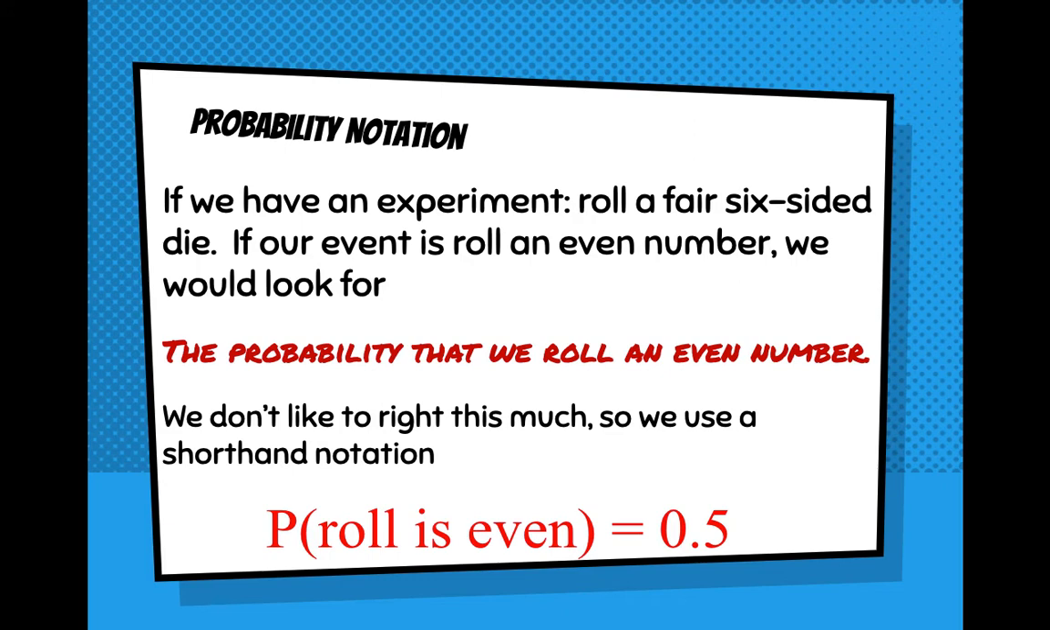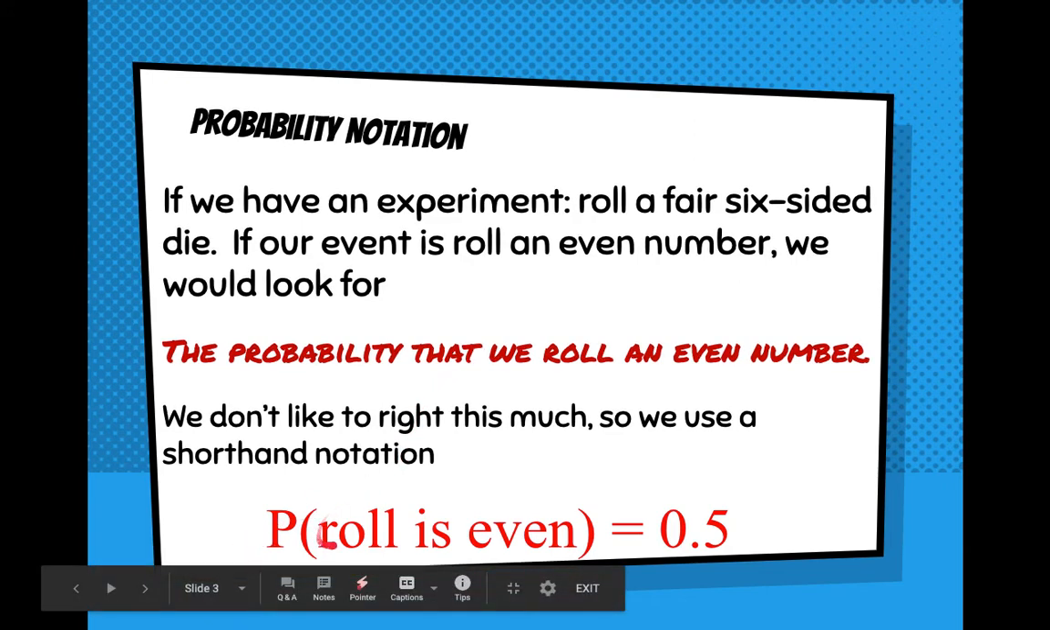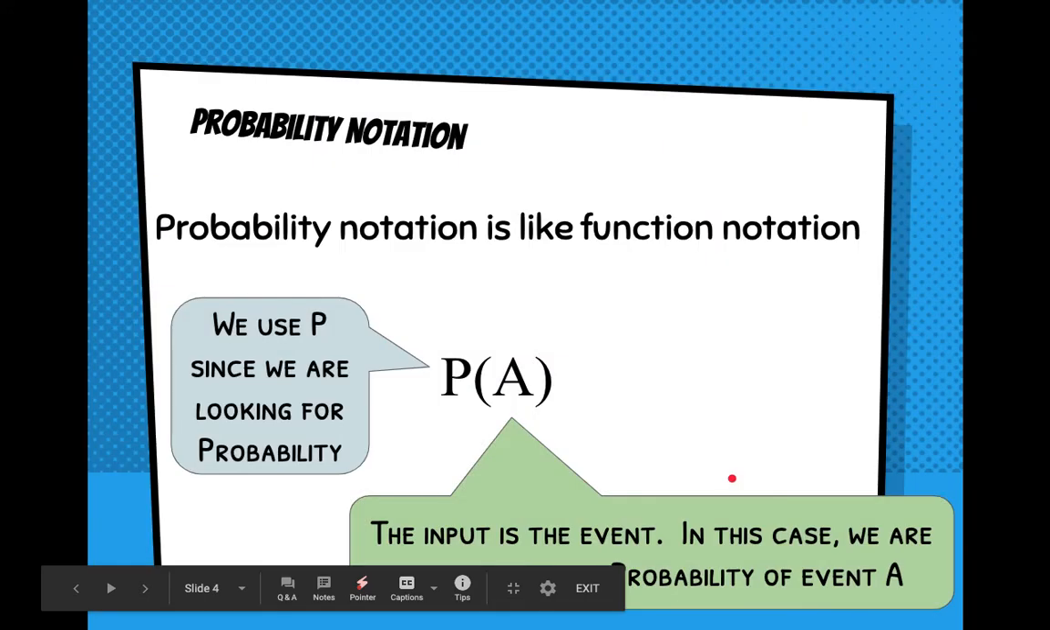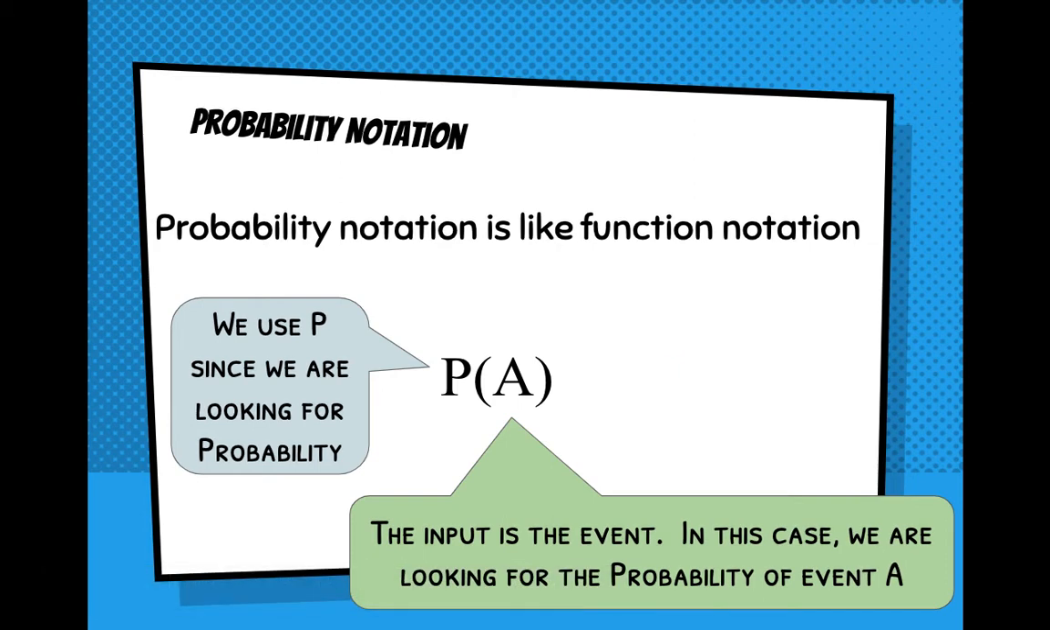We're lazy. So our notation is like this. We would say P parentheses roll is even is 0.5. So this is what this notation looks like. We use P generally because we're talking about a probability. It's like function notation, which is the probability function here, and my input is going to be the event, what we're looking for. So in this case, the probability of event A happening.